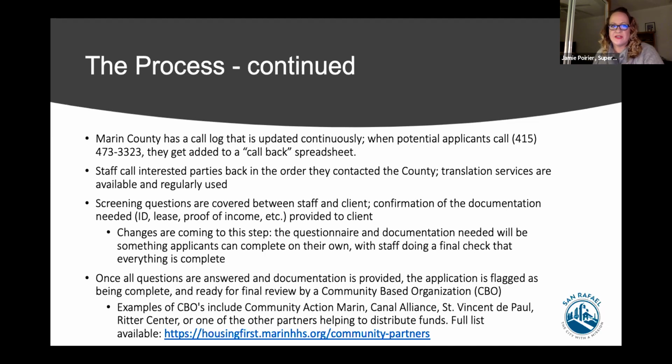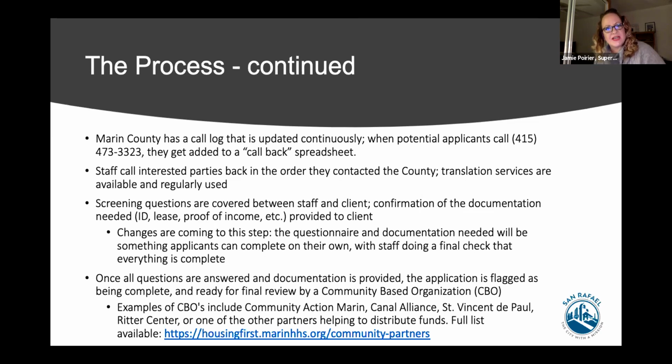And translation services are not only available, but regularly used, again, because Spanish is the most spoken language. I myself do not speak Spanish, and so we use a translation service for every phone call that it's needed. Those screening questions are covered between staff and the client. We also follow up and send a confirmation of the documentation needed.